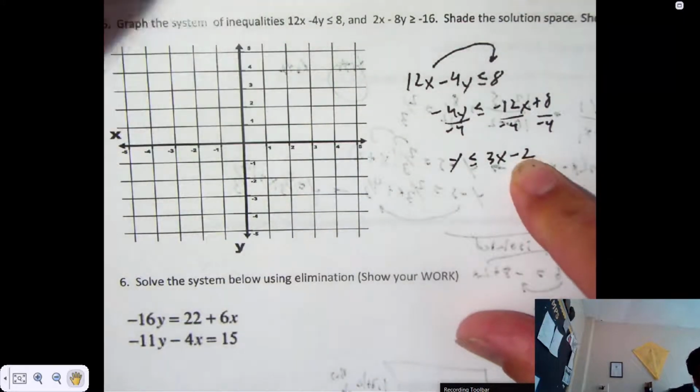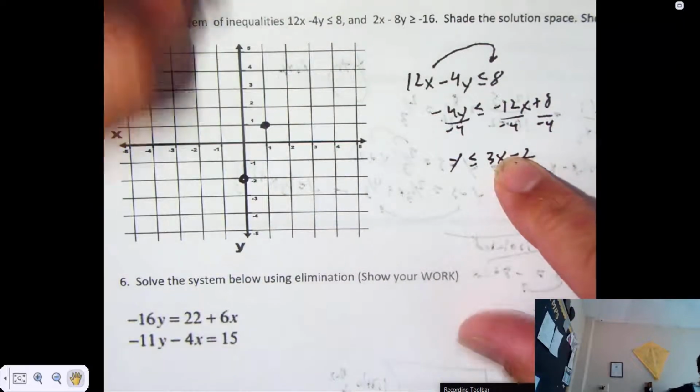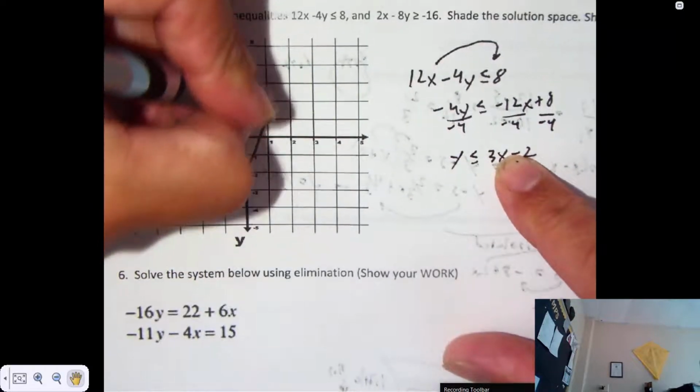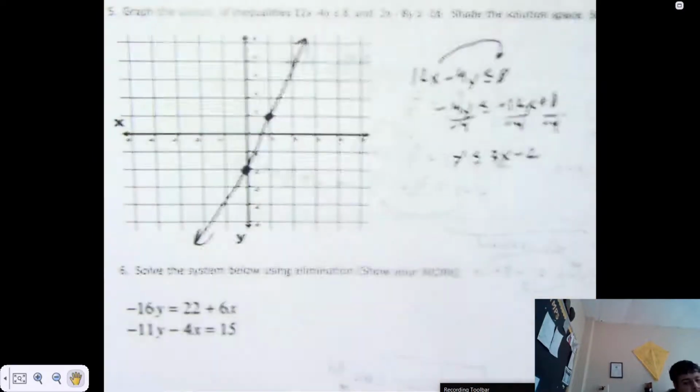This crosses the y-axis at negative 2. It has a slope of 3. And it is a solid line. Mine's not perfect here, but it's good enough.